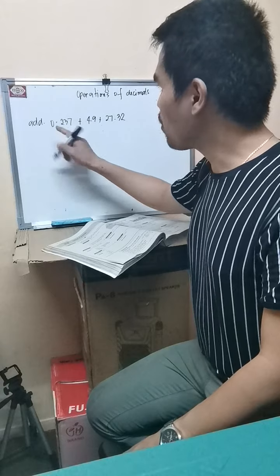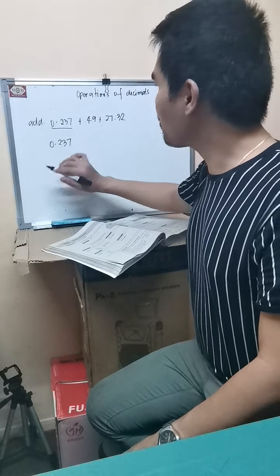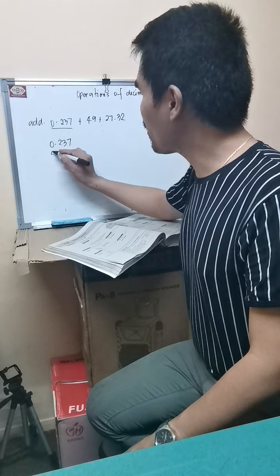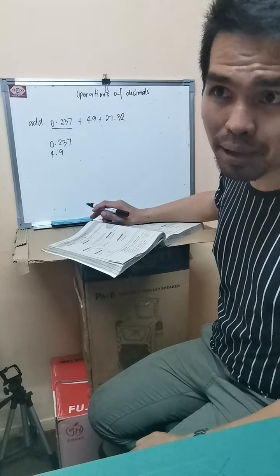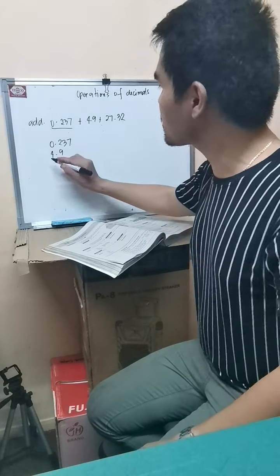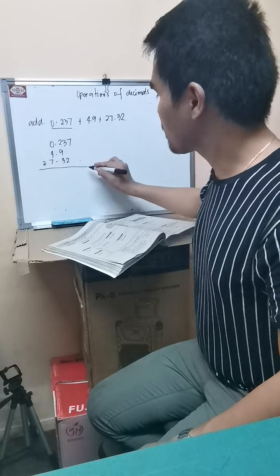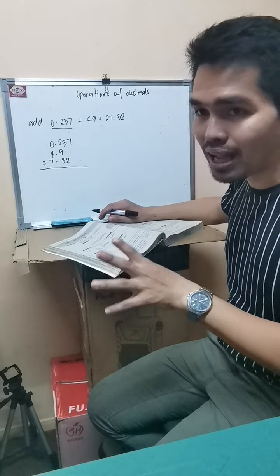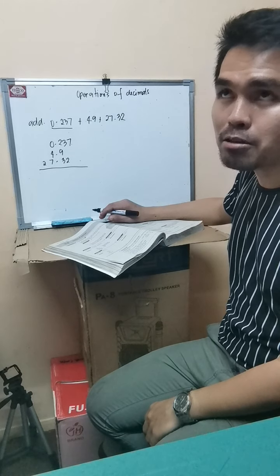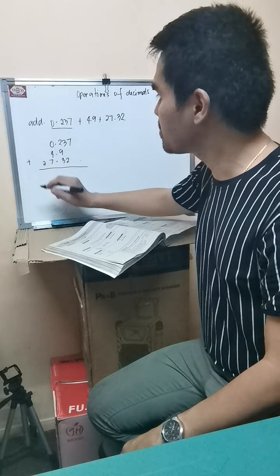So, again, our first addend is 0.237. Our second addend is 4.9. Okay, we will simply align the decimal point. And then next is 27.32. That's how we arrange place value. We will align the places of value, making sure that the decimal points are all aligned. So then we will add.